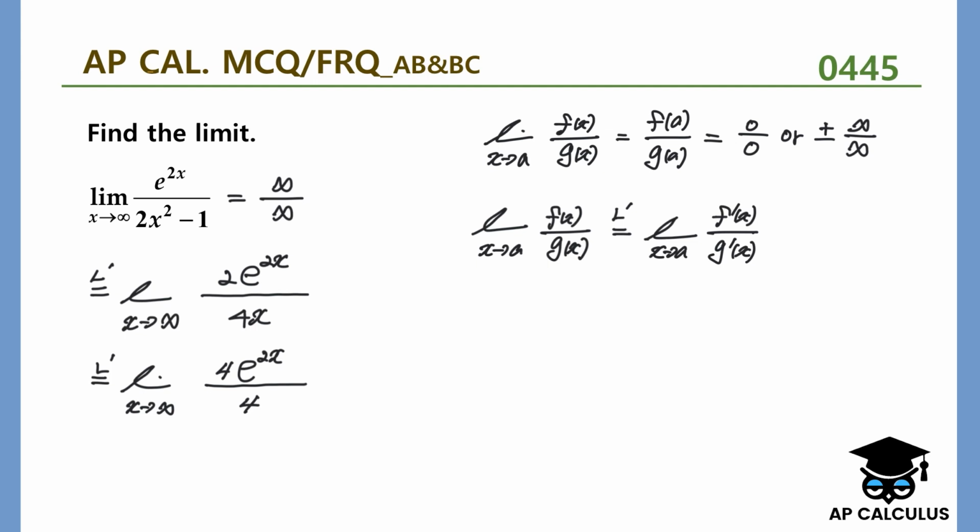Now substitute infinity for x. That's going to be 4 times e to the infinity, that's infinity, over 4. So that ends up with infinity, right? So the answer for this limit must be infinity. All right?